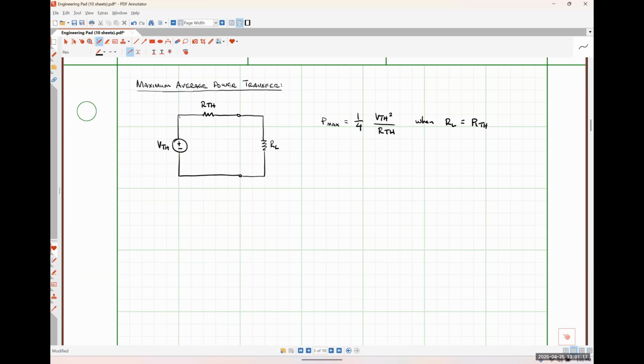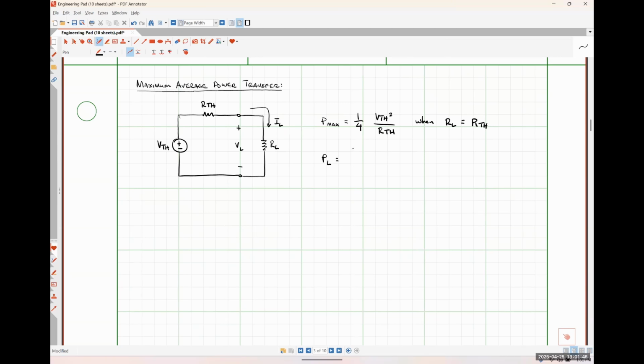Okay. So this result was determined by maximizing a particular function, okay? So if I say that this is the voltage drop across my load resistor VL, and this is the current flowing through my load resistor IL, then the power absorbed by my load is just going to be the product of VL and IL.